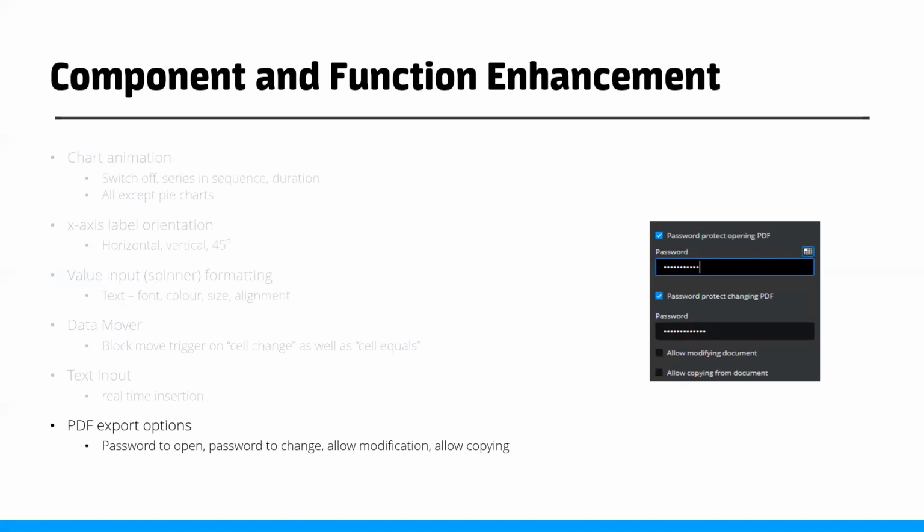And then finally, for components, again following a request from one of you folks, we've enhanced the PDF export in terms of the options you've got in the final PDF. So you can now control the password to open. You can also now add a password to change, and you can also say whether modifying the final document is allowed, and whether you can copy from it. Those are all capabilities of the PDF, but now you can enable those from inside the Squirrel interface.